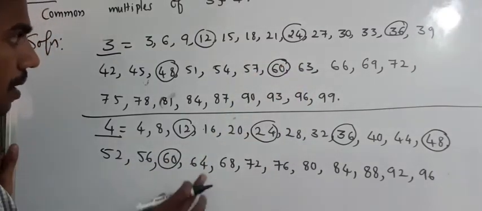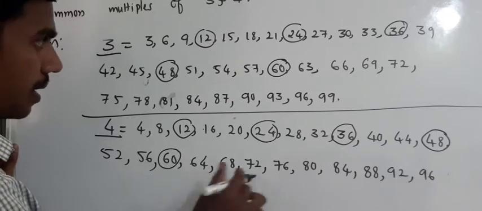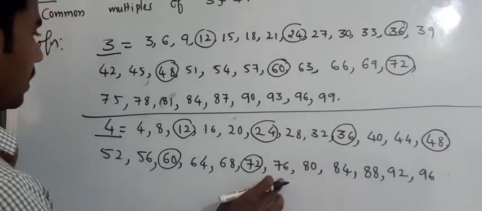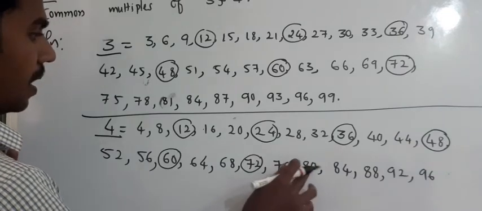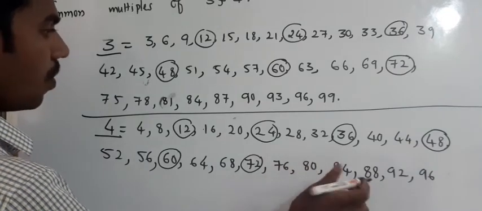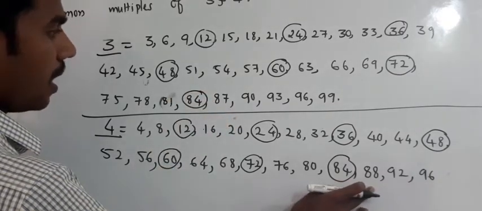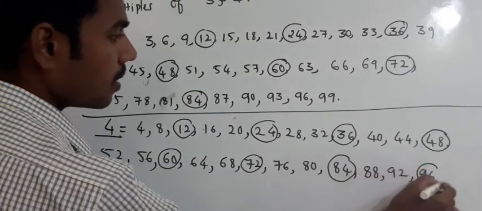Next, 64 is not there. 68 is not there. 72 is there. Next, 76 is not there. 80 is not there. 84 is there. Next, 88 is not there. 92 is not there. 96 is there.